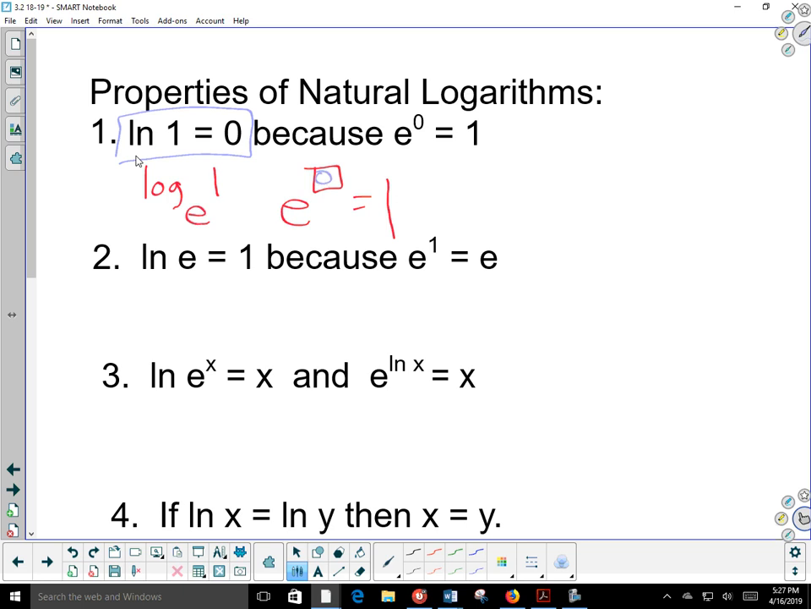What about ln of e? Number 2. ln of e means log to the base e of e. Well, what's that going to equal? Well, this is really saying e raised to what power gives me e?